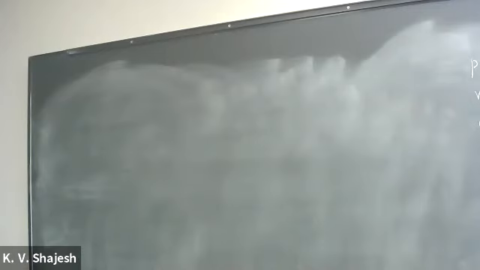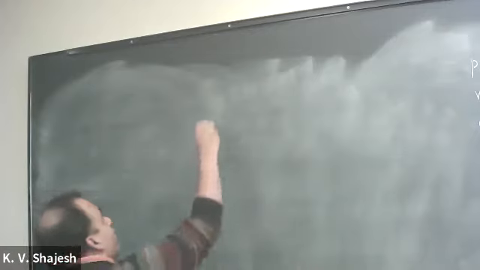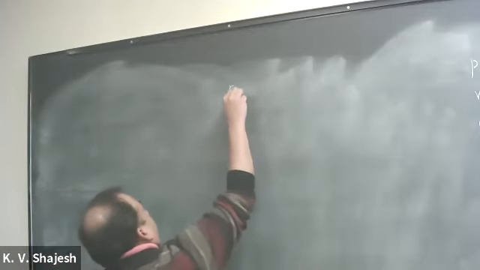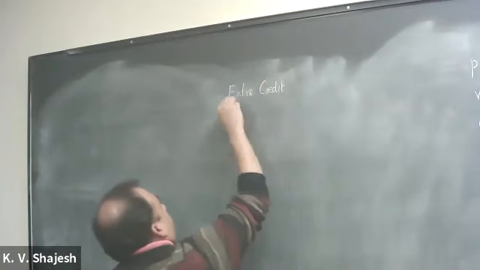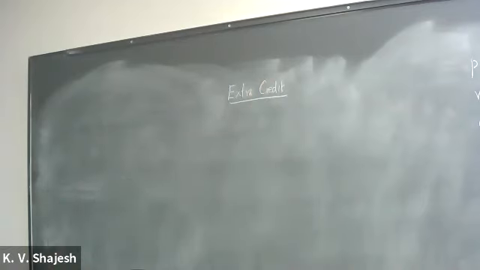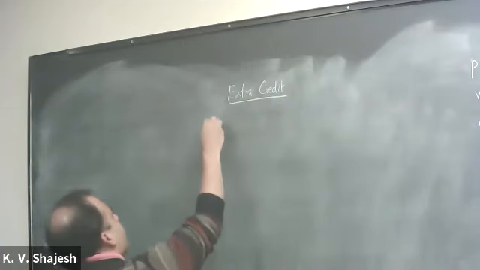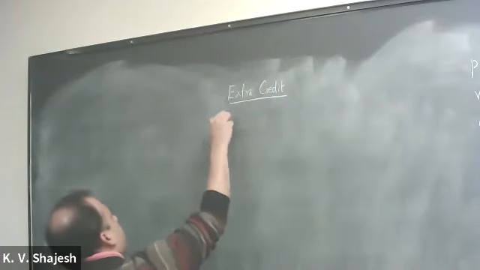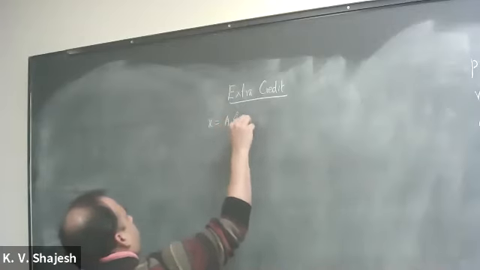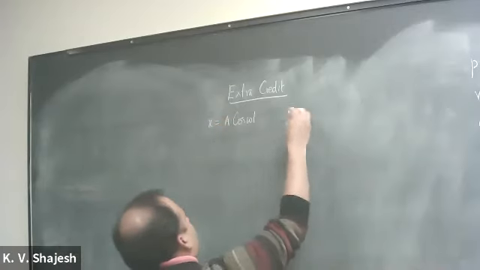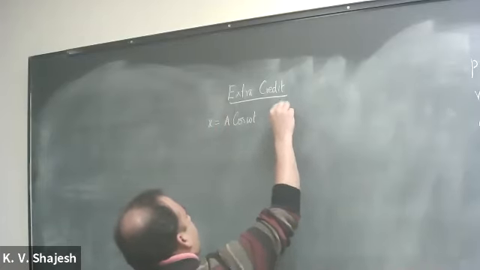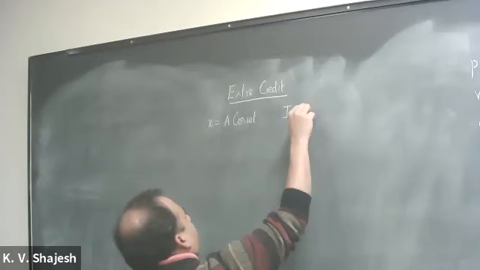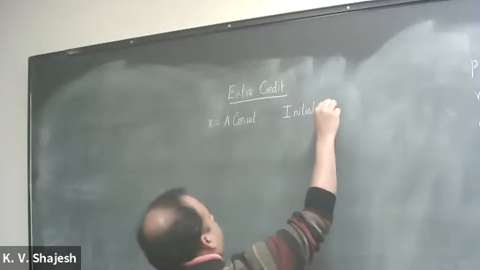Oh, extra credit before I proceed. So let's say extra credit. The extra credit is, notice when we say x is equal to a cosine omega t, the understanding is that at t equal to 0, these are called initial conditions.